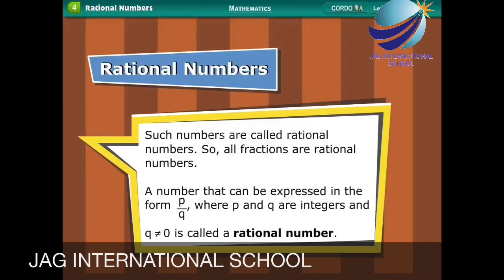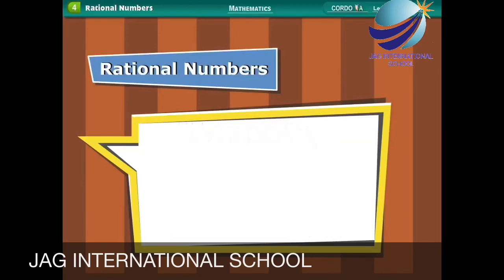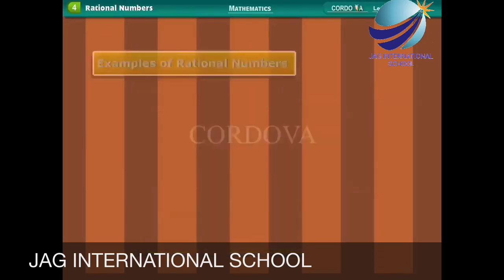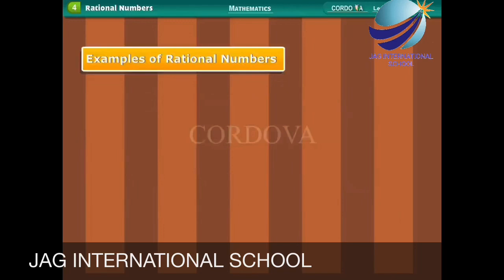So, all fractions are rational numbers. A number that can be expressed in the form p upon q, where p and q are integers and q not equal to 0 is called a rational number. 2 upon 3, -3 upon 5, -4 upon 7, 0, 1 upon 2, etc. are all rational numbers. Examples of rational numbers.